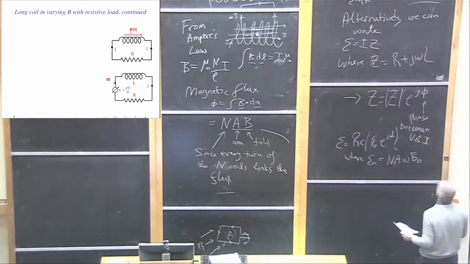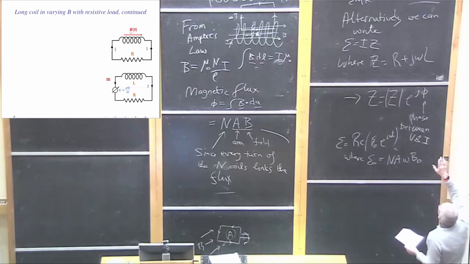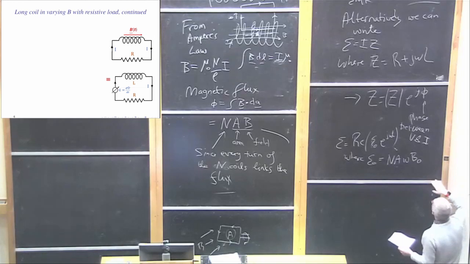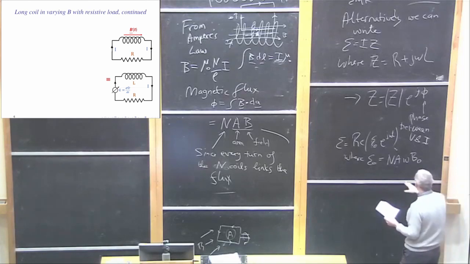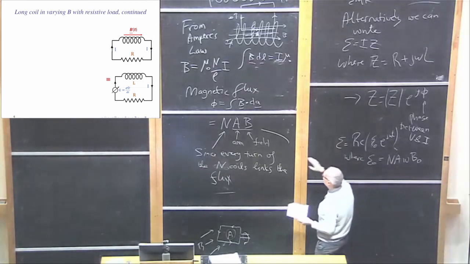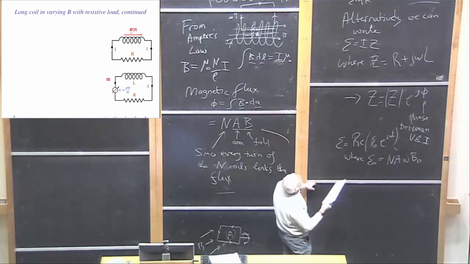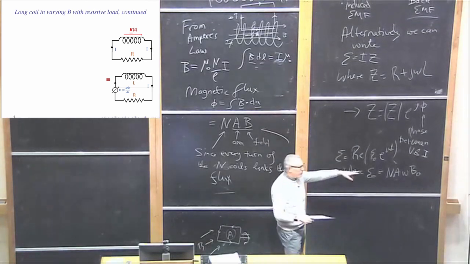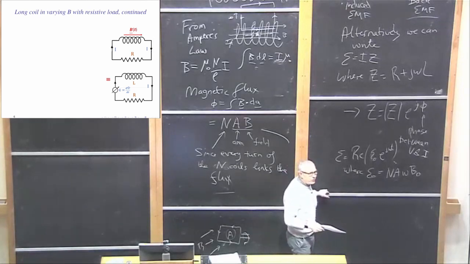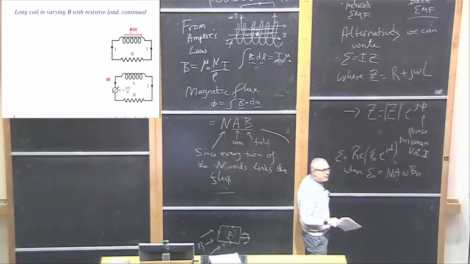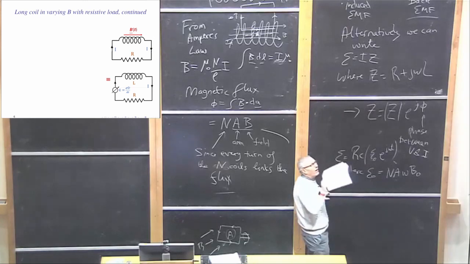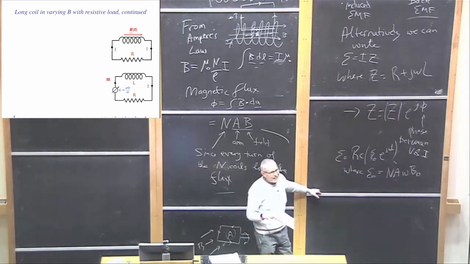Right, now I have to pause to think there. Somewhere it came up here. N A omega B naught, it's somewhere here. N A B, it's gone off the top of the board. Are you happy with that? Do you want me to pull the board down? Oh, right, okay. Yeah, all right.